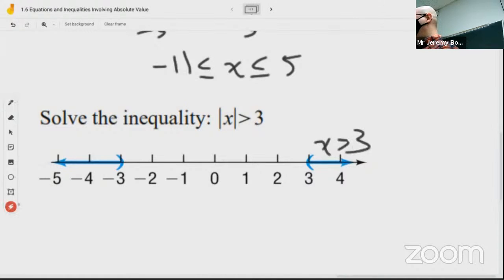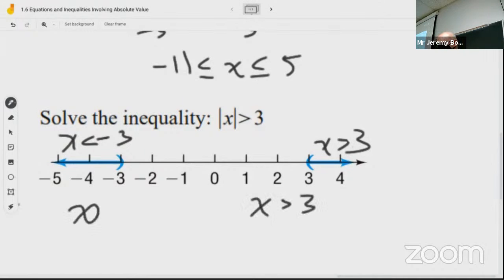And how would you write this one here? Close. X is less than -3. So they don't have a shared region, so I can't combine them together, right? Because if I say x is greater than 3 and x is less than -3, there's no numbers in that. So we have to write it as 2 separate inequalities. If x is greater than 3 or x is less than -3. Any questions on that?